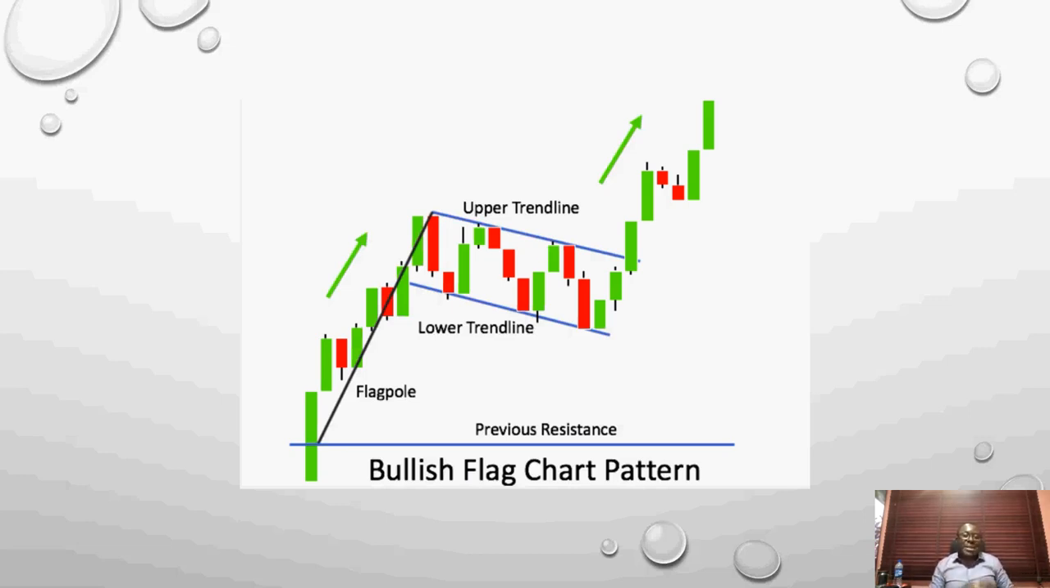This is the first one. This is the bullish flag chart pattern. The underlying trend is bullish. You can see the arrows pointing up. So this is an uptrending market. And I told you that price does not move in a linear form. It moves in waves. It makes an impulse and then it corrects, it comes down, and then it moves again.